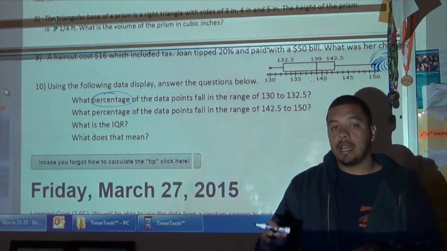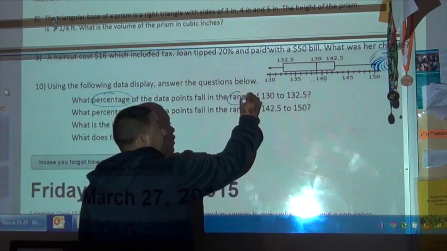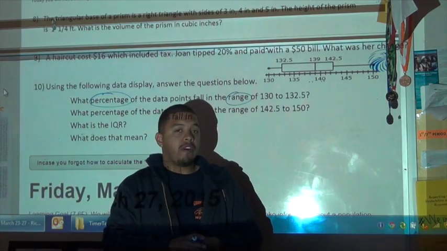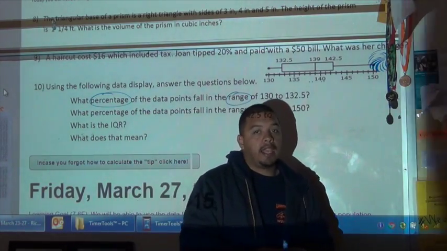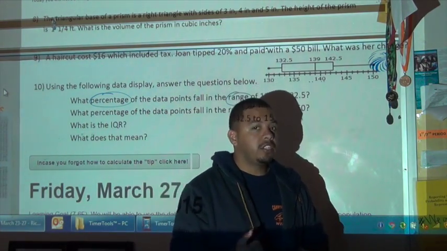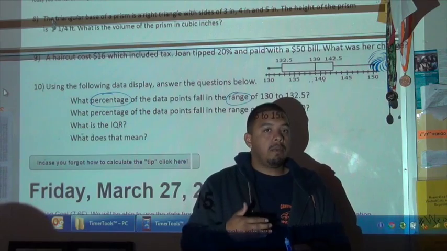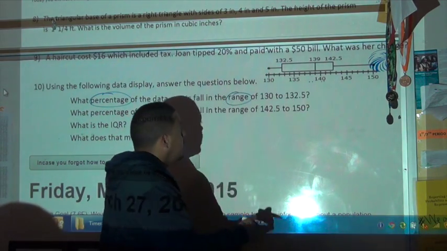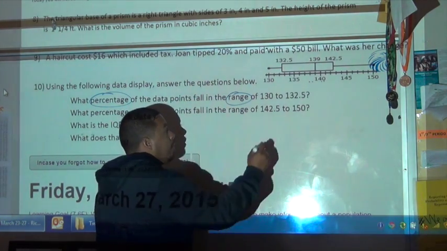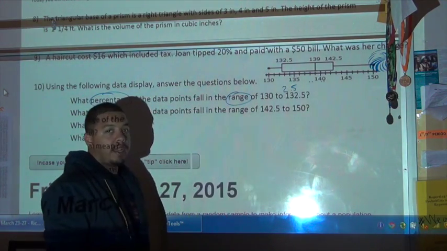Okay, so before I get started on that, let me break down what the question is asking. It's also asking for the range. Now the range, think of the range as the distance between one point and another. If I was gonna throw a football and I wanted to see how far I could throw it, I would want to find out what my range is. Using that same idea with the data points, you look at a starting point and go all the way to the finish. So in this case, from 130 to 132.5, the data spreads how much? 2.5. So the range from here to here is 2.5.